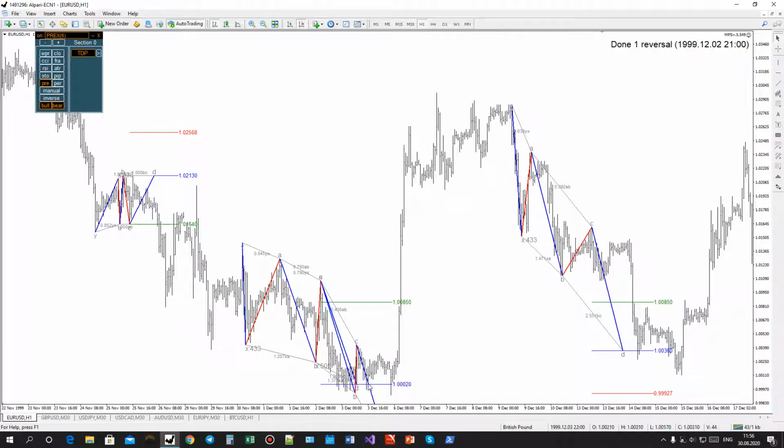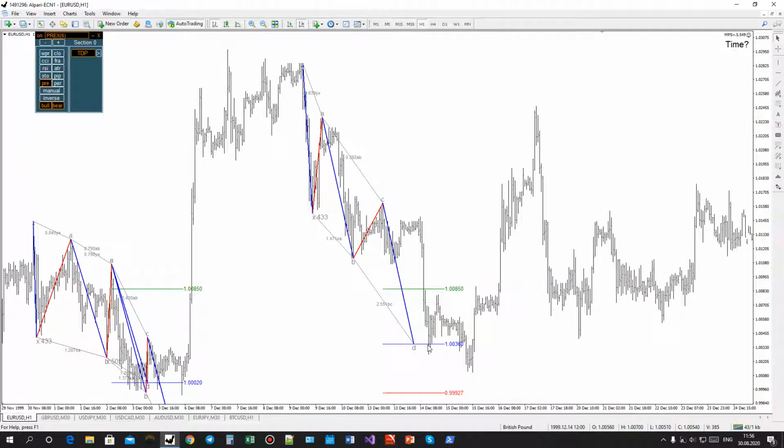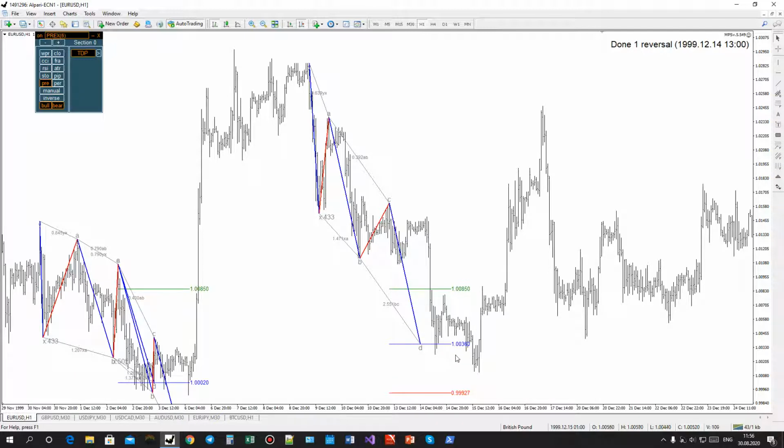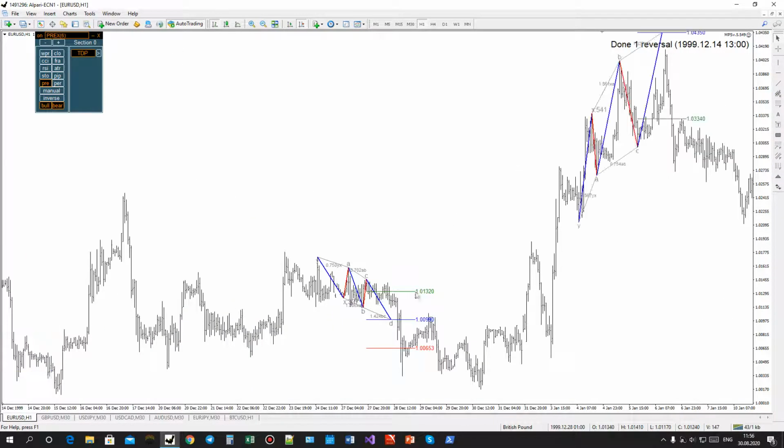The second one didn't actually complete. This one was a wonderful winner. Probably we need to test on target 2, target 3 for extended moves. You see the reversals of these patterns.